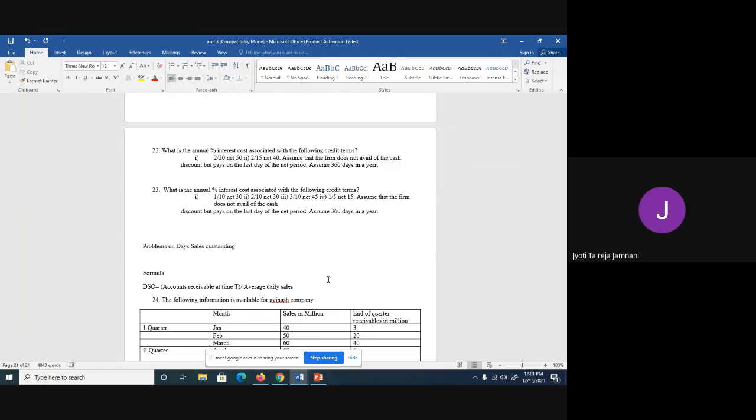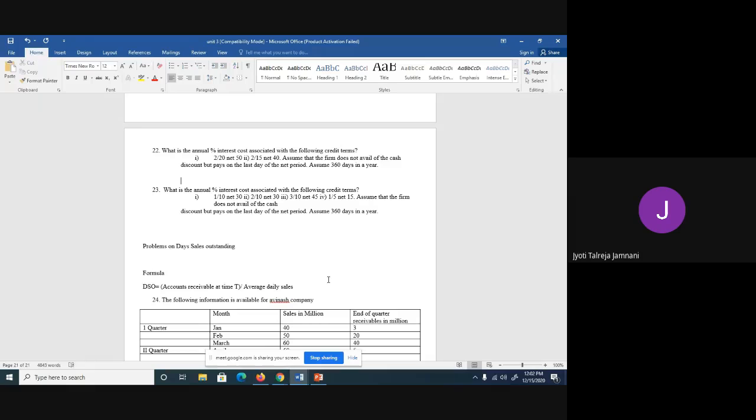Today we'll do sums on what is the annual percentage interest cost associated with giving discount or by following certain credit terms. Now, this is based on a simple formula. What we are trying to understand here is, if I give discount to a particular customer, what will be the cost on my company? So what is my annual percentage interest cost that I will be actually losing while giving cash discount? So we will find out how to do it.